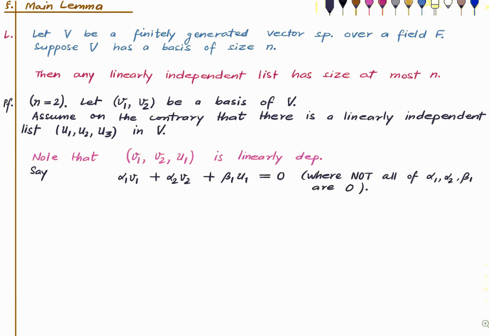That's what it means for the list to be linearly dependent, that there exist such scalars. A non-trivial linear combination is 0. Okay.